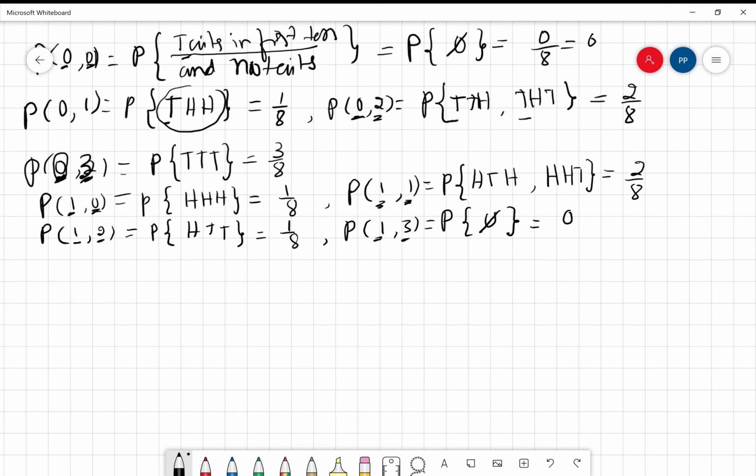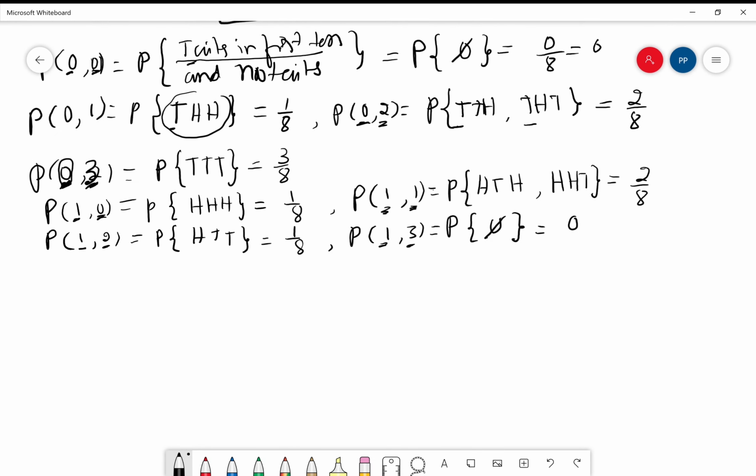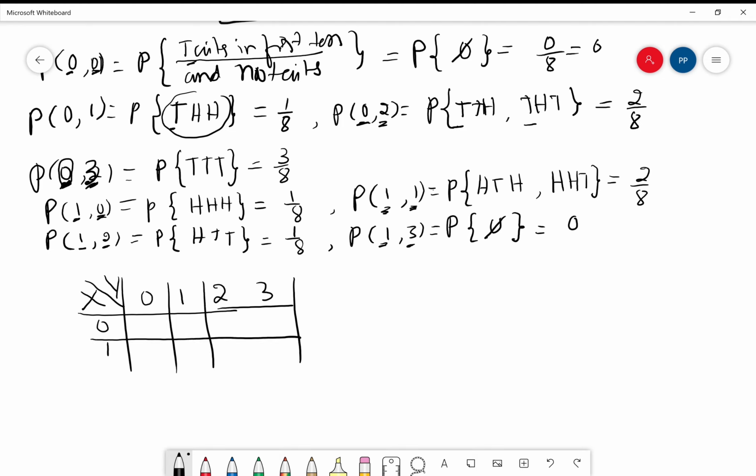So therefore the required joint probability distribution is this: x taking the values 0, 1, y taking the values 0, 1, 2, 3, and the corresponding probabilities are P of 0 comma 0.